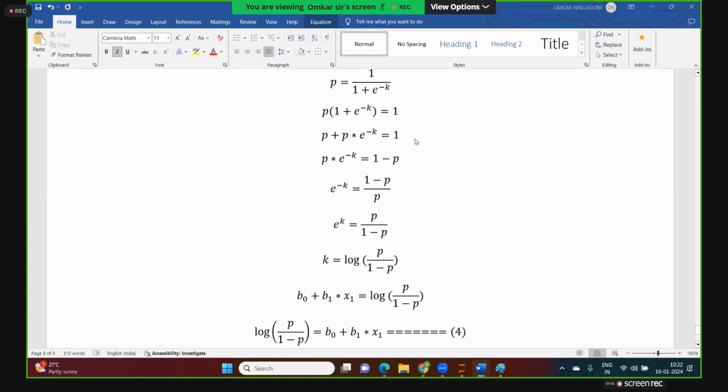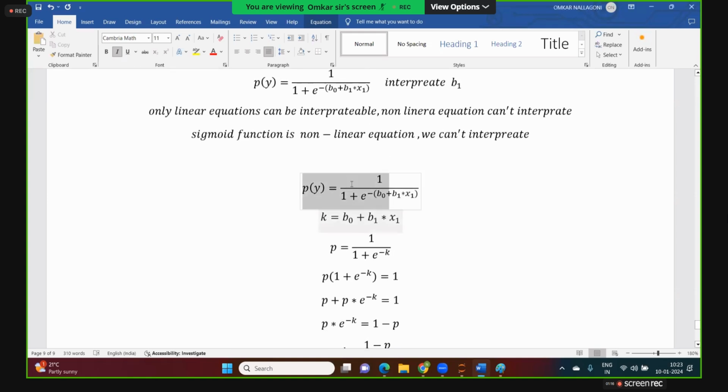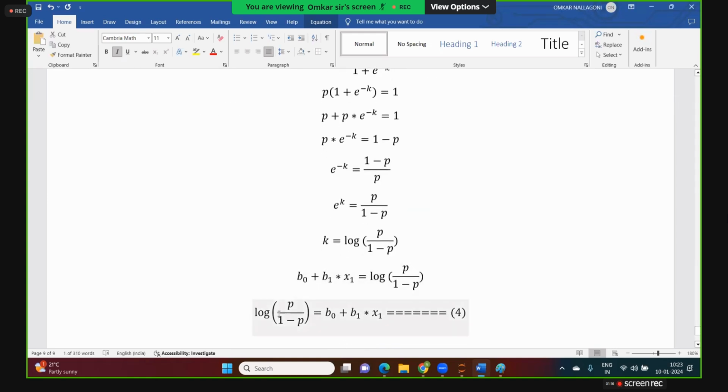If someone studies only the logistic regression equation, the first equation is p equals 1 by 1 plus e power minus x, then the second equation is log of p by 1 minus p. If I study only these two equations and go for an interview, they will kick me out. That is logistic regression. This is the one equation, and this is the other equation.